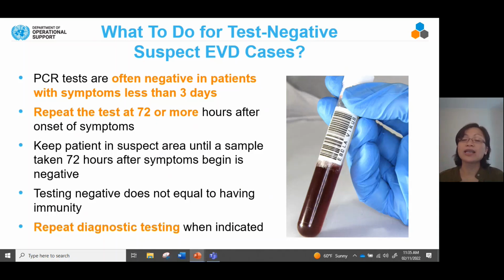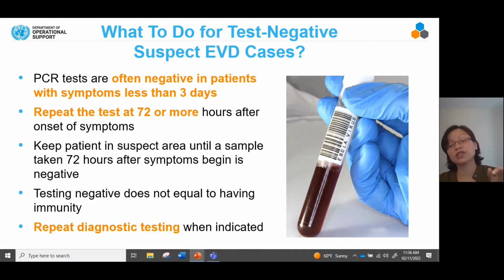And what do you do if you have test negative cases, but they're also suspected cases? As I mentioned in the beginning, sometimes you can test negative in the first few days. However, we recommend that you repeat the test 3 or more days after the symptoms begin. And you should always keep the patient in the suspect Ebola area until a sample is taken 3 days after symptoms begin. And if that sample is negative, then you can release the patient. If it's not, then of course you should keep the patient in isolation.